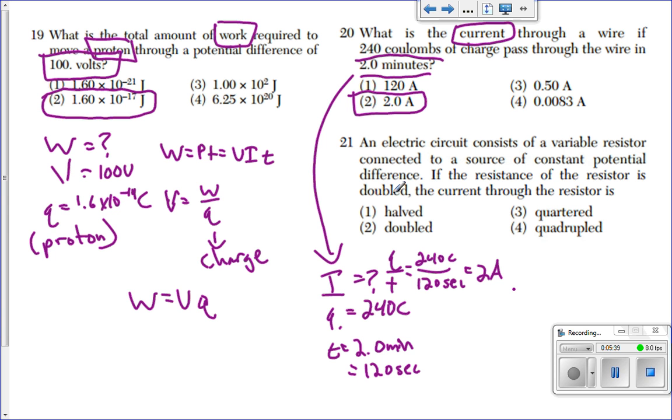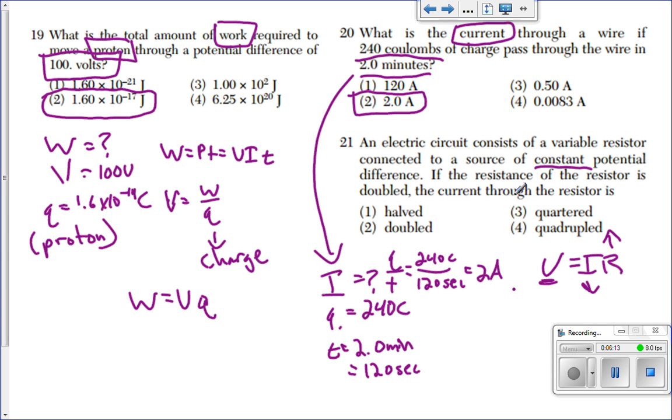Now, the last one is asking about the current through a resistor if you double resistance. If you remember what we did with the water bottles, when we were squeezing the water out of the water bottles, resistance is resisting current. So if you increase resistance, you're going to decrease current. And your formula is just V equals I R. If this is going to be constant, so it's constant potential with constant V, if this goes up, this has to go down.